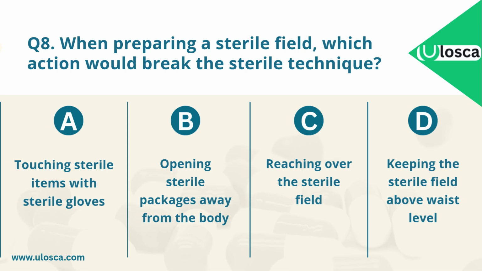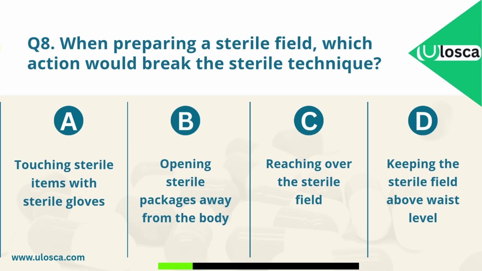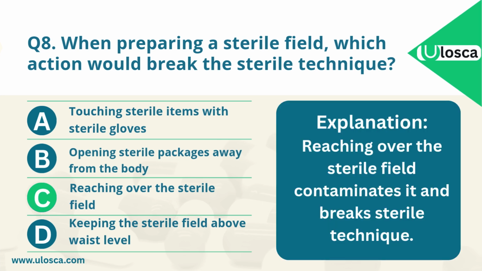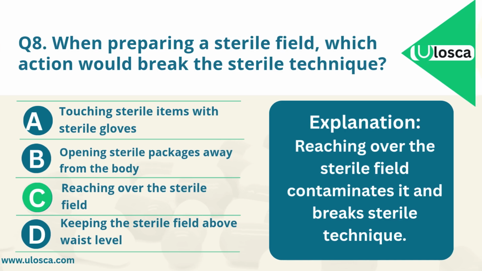Question 8. When preparing a sterile field, which action would break the sterile technique? A. Touching sterile items with sterile gloves. B. Opening sterile packages away from the body. C. Reaching over the sterile field. D. Keeping the sterile field above waist level. Which one is the correct answer? The correct answer is C. Reaching over the sterile field. Explanation. Reaching over the sterile field contaminates it and breaks sterile technique.